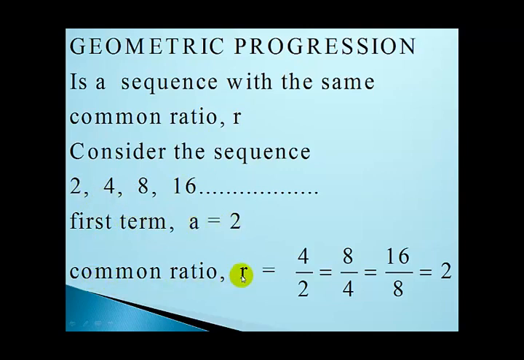The common ratio is equal to 4 divided by 2, which is equal to 8 divided by 4, which is equal to 16 divided by 8, and the answer is 2. What are we doing here?